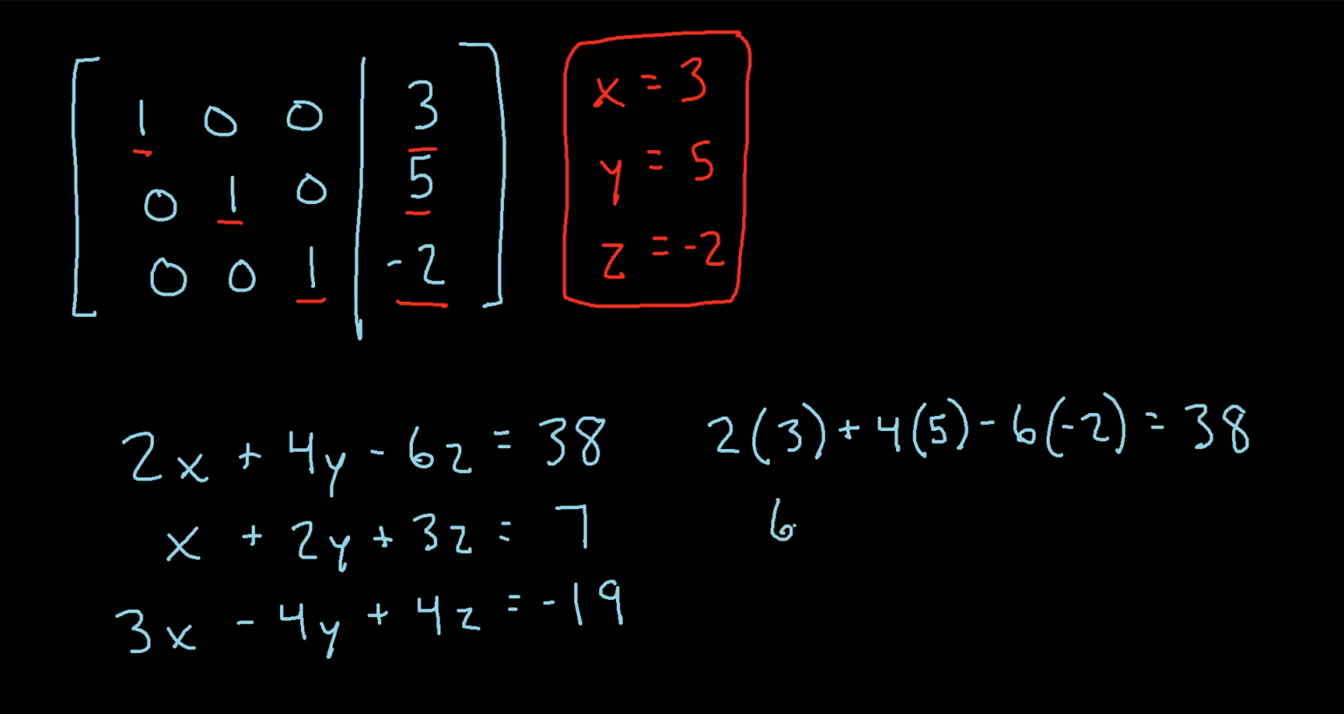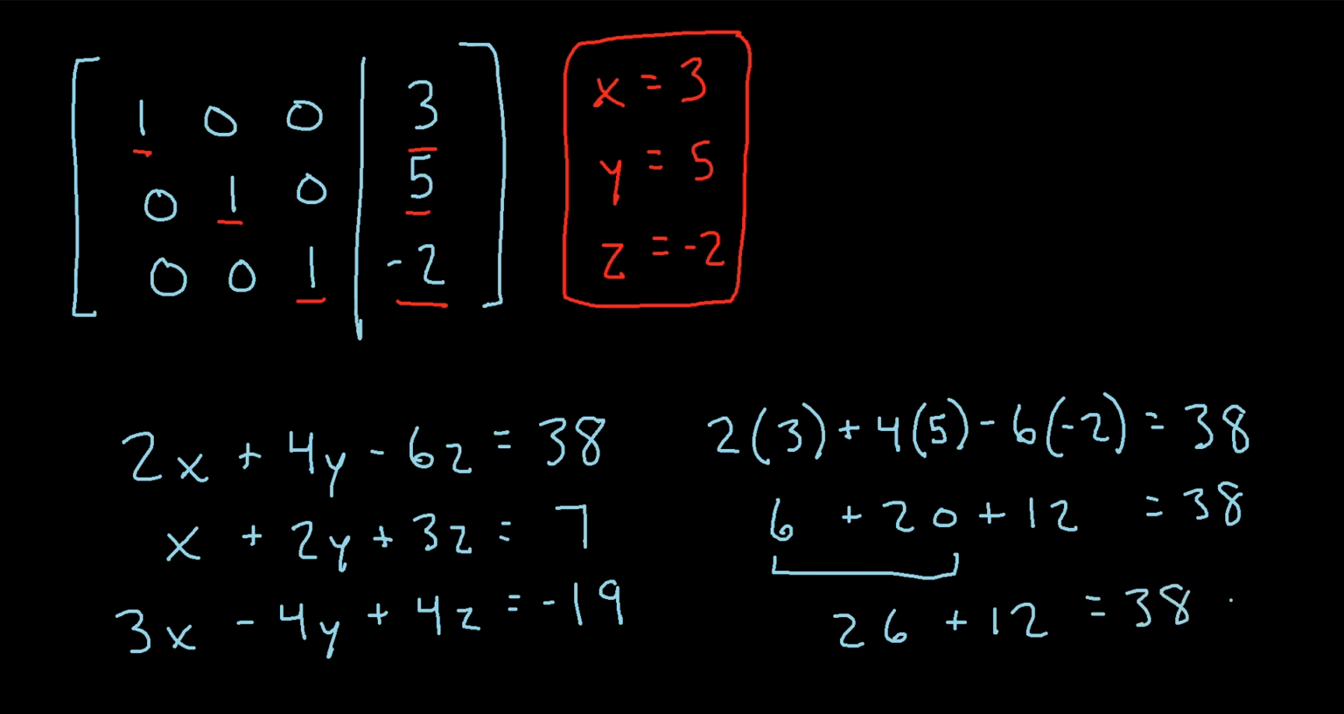So 2 times 3 is 6, plus 4 times 5 is 20, minus 6 times negative 2 is negative 12, so minus a negative 12, that's plus 12. Is this equal to 38? So we get 6 plus 20 is 26, plus 12, 26 plus 12, that is equal to 38. So that checks out. So that's just a way to double check that we got the right answers for x, y, and z.